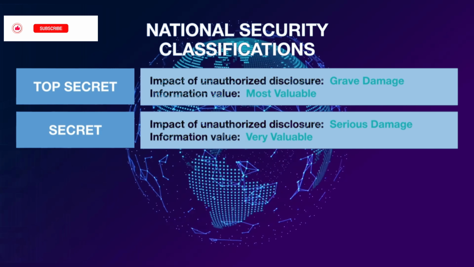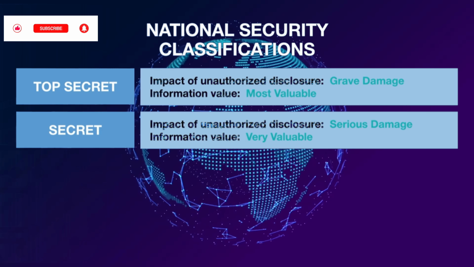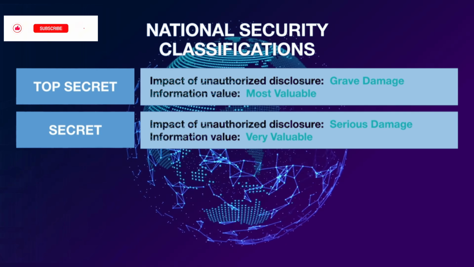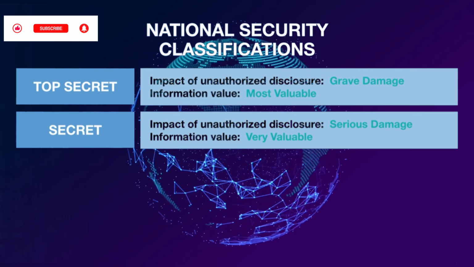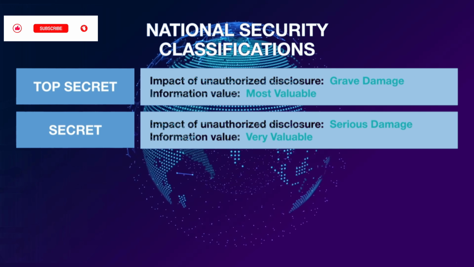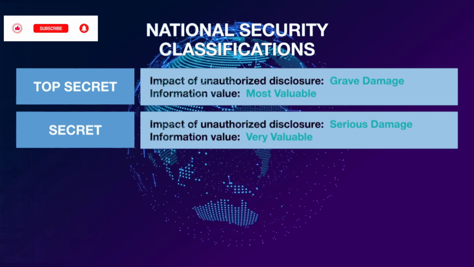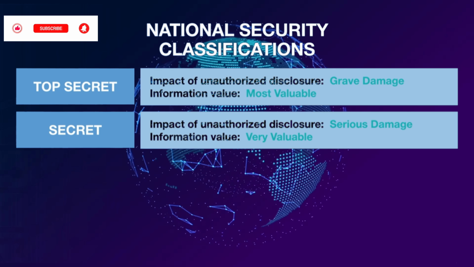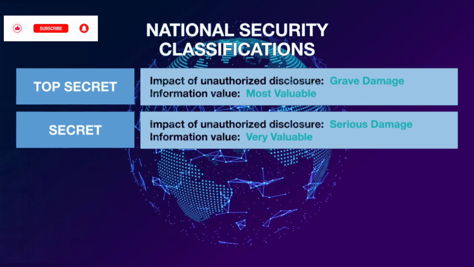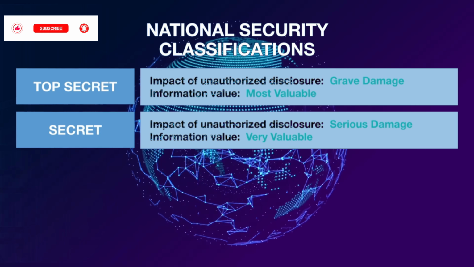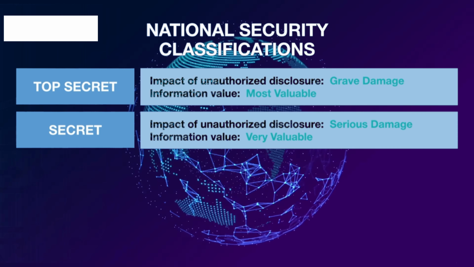Below that you have secret information. Now, if this information got disclosed, it would cause serious damage, but it would not be severe or grave, but it would be serious. It would make a very serious impact, and it's considered very valuable information. Things like military aircraft features, base locations, secret base locations, battle plans. And these were examples of secret information.